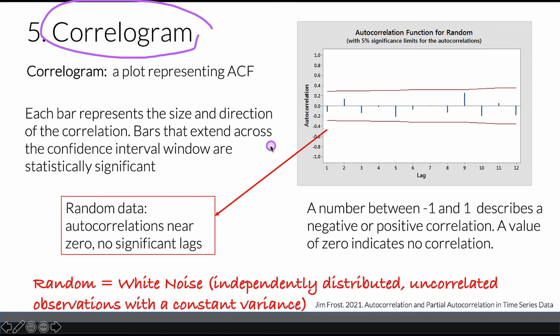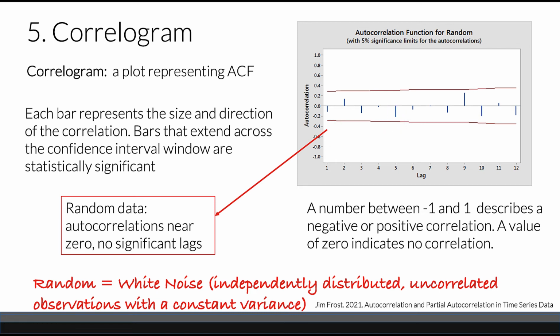Each bar in this plot represents the size and direction of the correlation. The bars with positive or negative direction extend across the confidence interval window, sometimes marked with a red or blue or dotted line. The bars that go beyond this confidence interval are statistically significant. So that's what we need to look for while analyzing ACF.